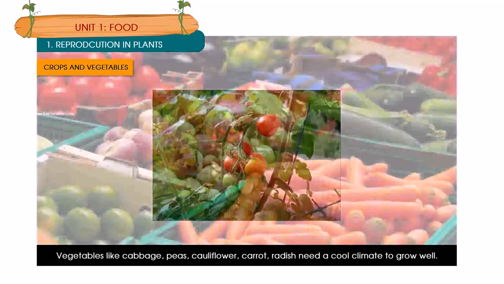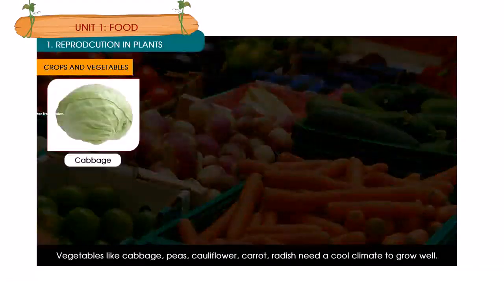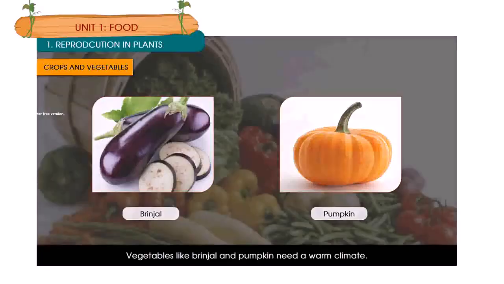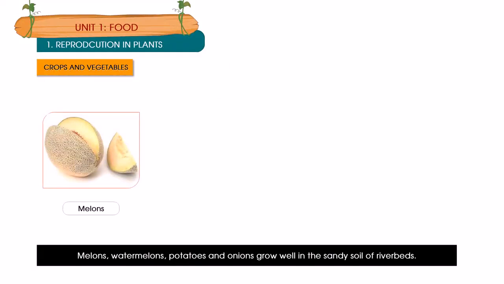Vegetables grow best in soil that contains minerals. Vegetables like cabbage, peas, cauliflower, carrot, and radish need a cool climate to grow well. Vegetables like brinjal and pumpkin need a warm climate. Melons, watermelons, potatoes, and onions grow well in the sandy soil of riverbeds.